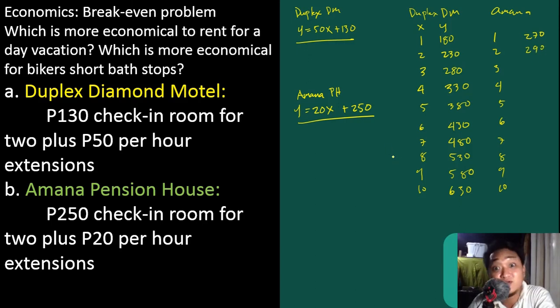Paano pag 3 oras? That is 20 times 3. So, that is 60 plus 250. So, 60 plus 250, that is 310. Ayan. 310.